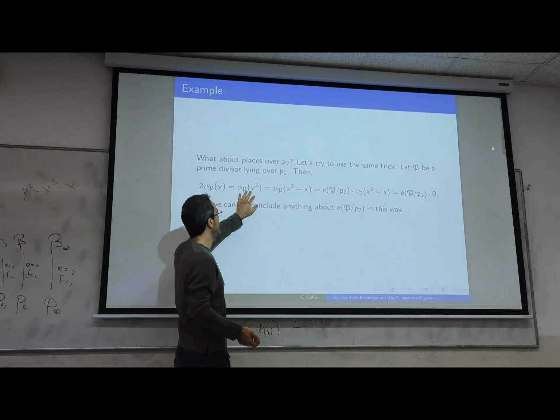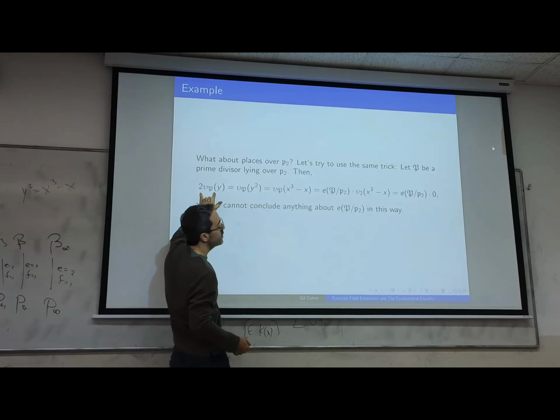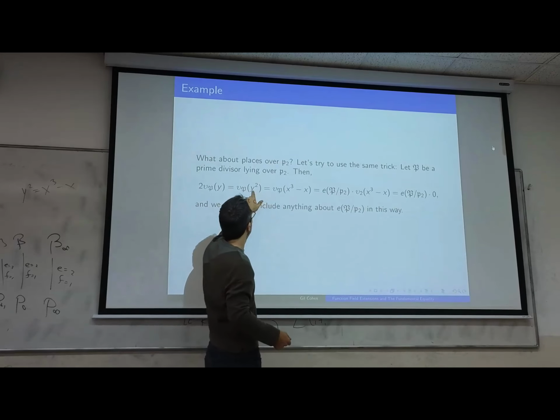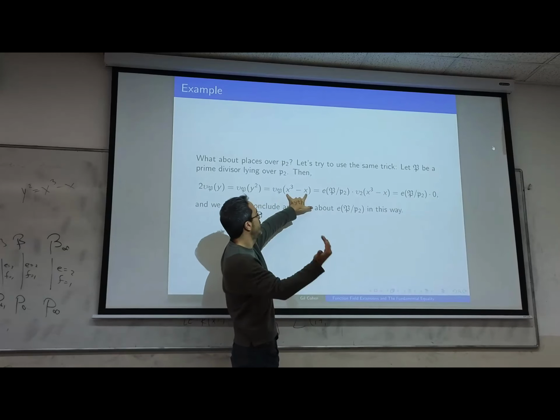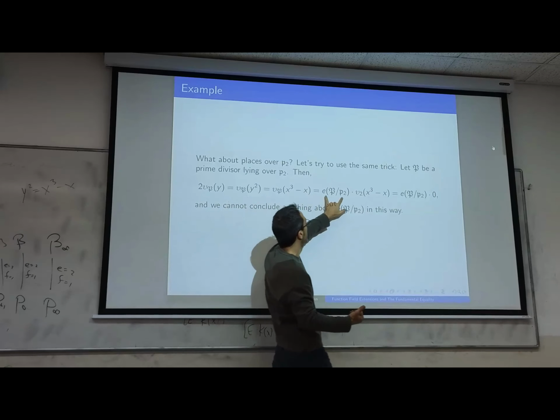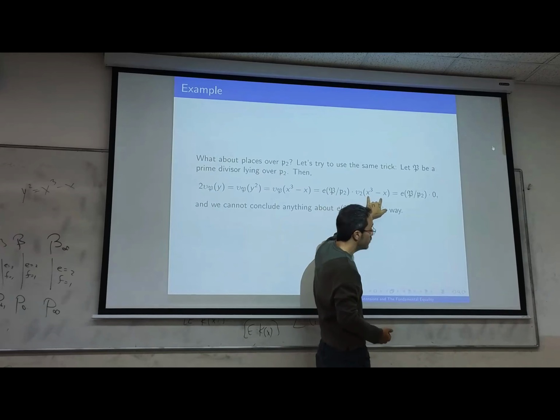So maybe you want to start the same as I did before. You take v_P of y squared, it's 2 times v_P of y. And y squared is this thing. Now this is an element in the bottom function field, so you can do the ramification index times the valuation of 2 of this thing. But then the valuation of 2 of this thing is what?